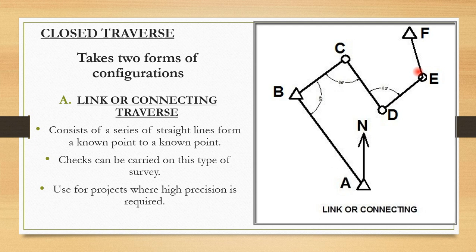As you can see on the diagram on your right hand side, you have the triangular points and the circular points. The triangular points show those points that have known positions, like point A, point B, and point F. These are the known positions. And the points that have been established are the points C, D, and E. So these are the new points that have been established.